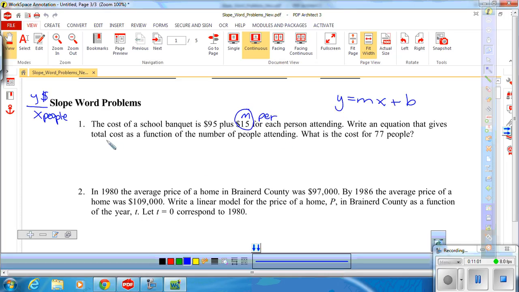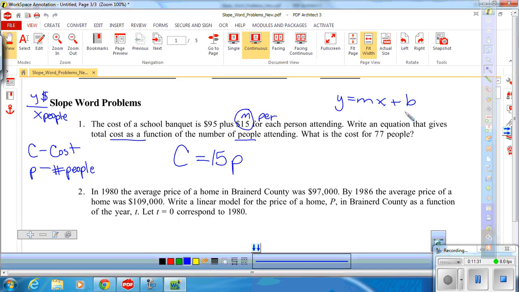So they wanted it as a cost for the number of people attending. So I could make C be the total cost, and P be the number of people attending. Those will be the persons, okay? So that would mean that C equals mx plus b. So we just said that the slope has to be 15. So C equals 15p, because x was the number of people, y was the dollars.